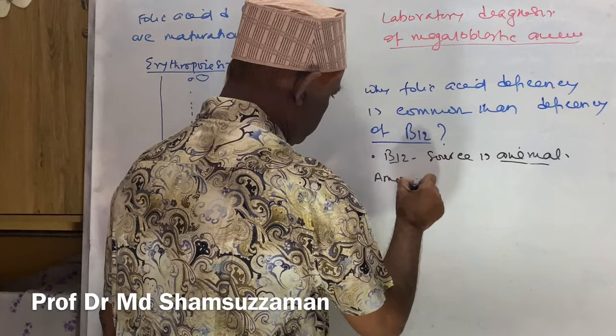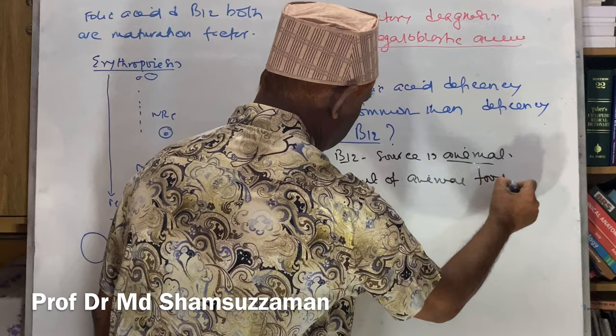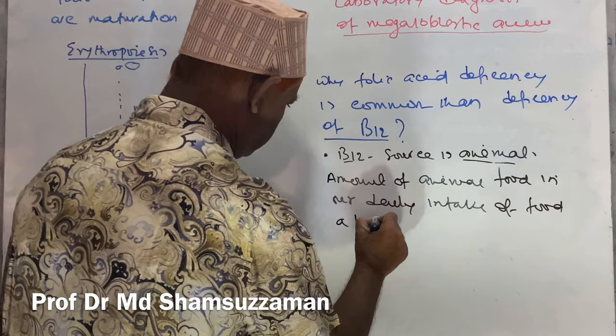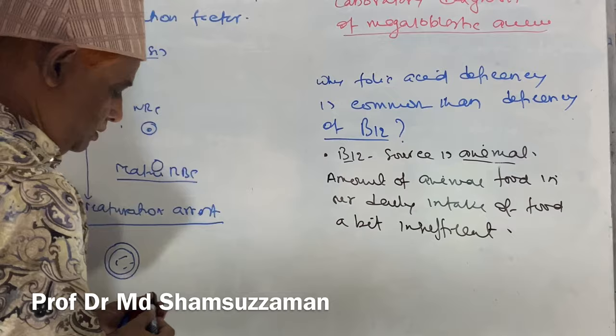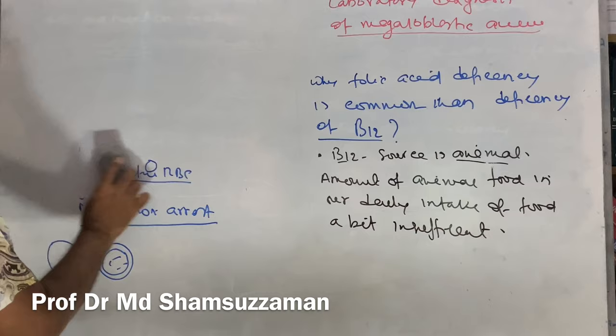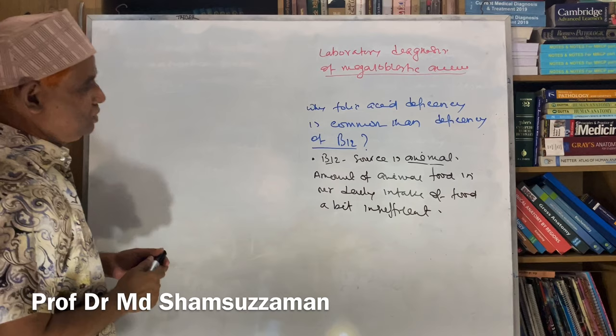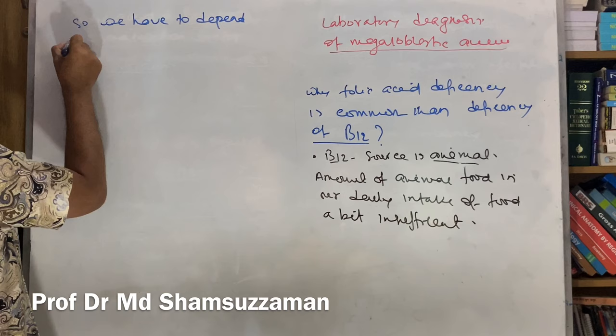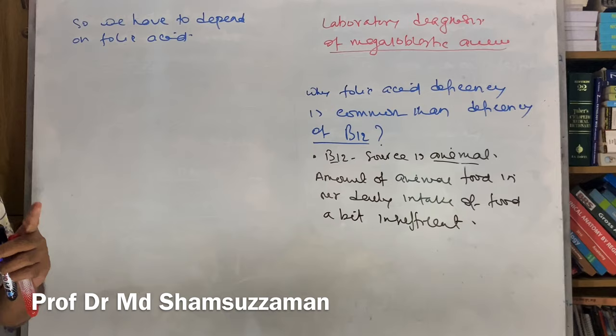animal food in our daily intake is a bit insufficient. As animal food is a bit insufficient in our daily intake of food, we have to depend on folic acid. But you know, folic acid source is vegetable.